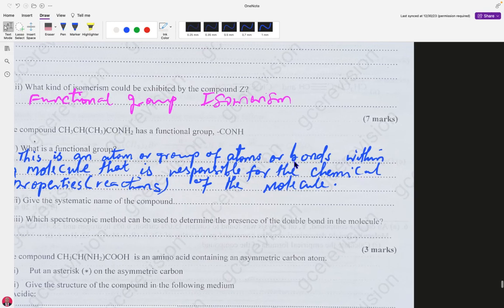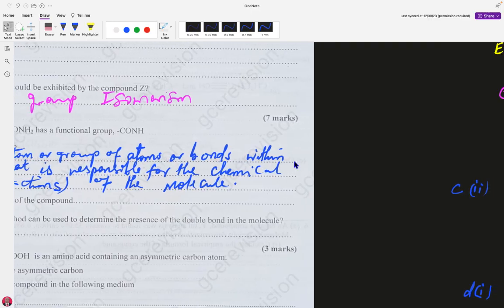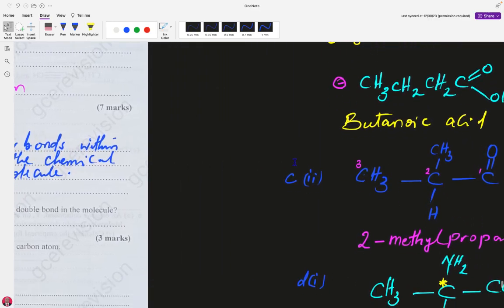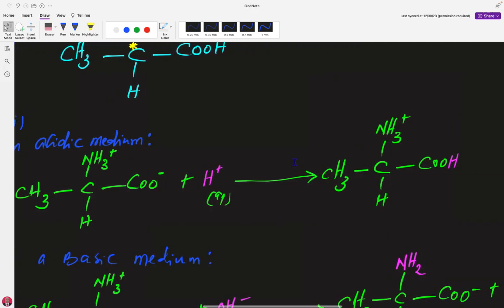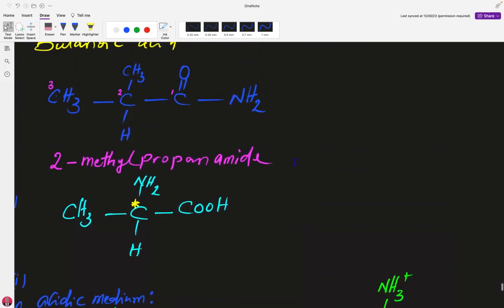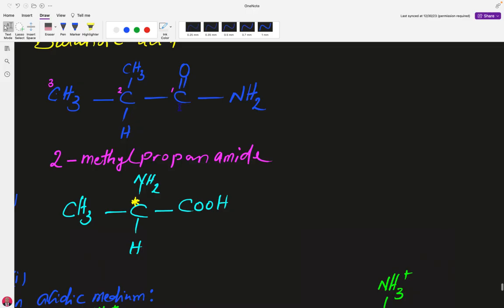So what do we say it is? In this compound here, when the carbonyl carbon is attaching itself to a nitrogen, we call it an amide. This is an amide. And in trying to give the systematic name of this compound, we have carbon here.